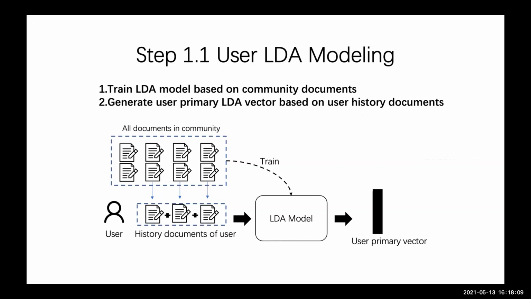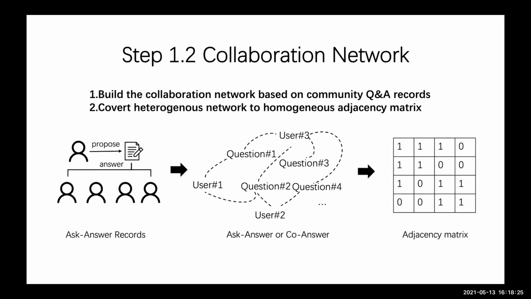However, part of the users don't have enough history documents, so the model result may not be accurate. We consider using the information of collaboration to optimize our user primary vector. In order to build a collaboration network between users, firstly, we use the community's question and answer records to build a user question interactive network, just like this.